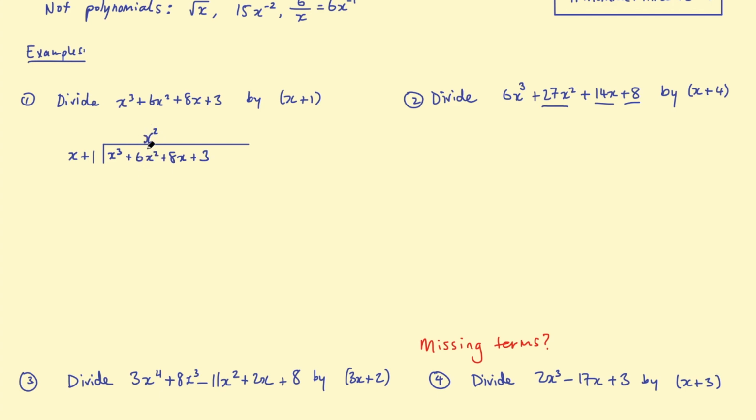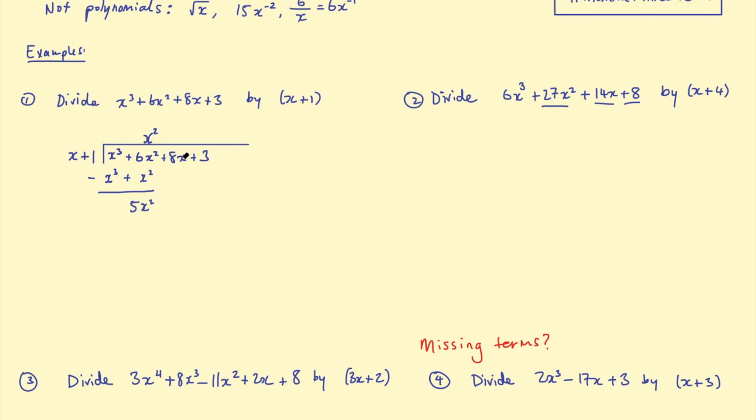The next step is to multiply this quotient that we have, x squared, by x plus 1. So x squared times x is x cubed. x squared times plus 1 is plus x squared. Then subtract this product that you just got from the first two terms in the dividend. x cubed take x cubed is going to be 0, so we don't have to write anything here. Let's focus on the 6x squared take x squared. That's going to be 5x squared.